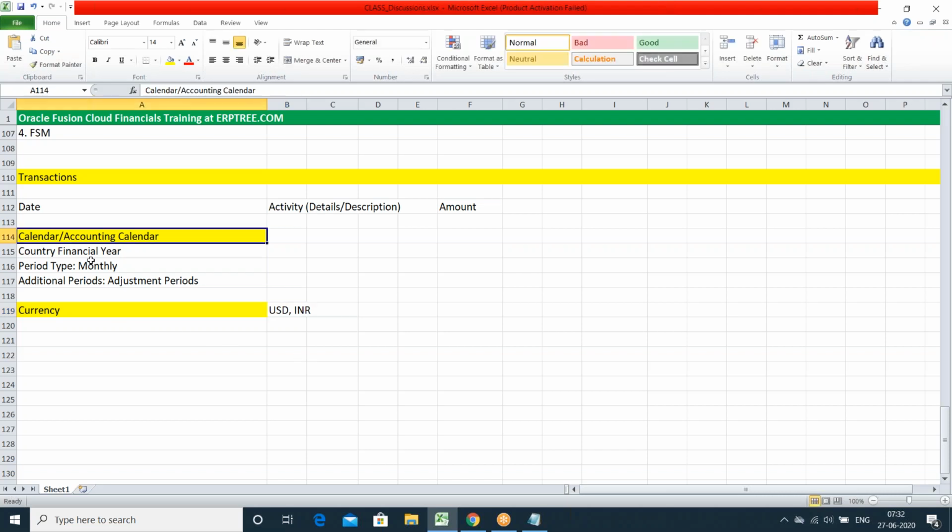When you talk about calendar, Oracle is not providing any calendar. We have to create it, according to the country we are doing the implementation for, by considering these points. But when you talk about currency, we don't need to create any currency. All currencies are provided by Oracle.